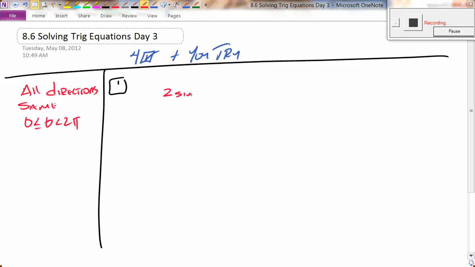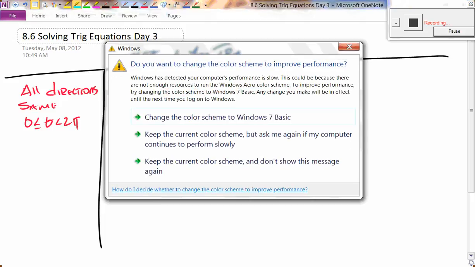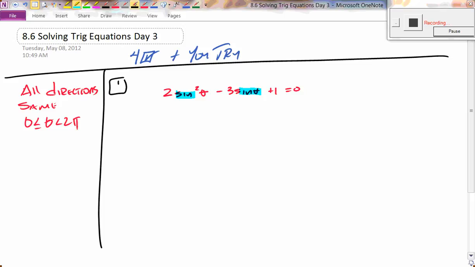So I got 2 sine squared theta minus 3 sine theta plus 1 is equal to 0. All right, so first of all, do you notice that we are only dealing with sine functions, right? So that's good. We all have one trig function to worry about and deal with. That's pretty sweet. And also notice that this is kind of looking like a quadratic.